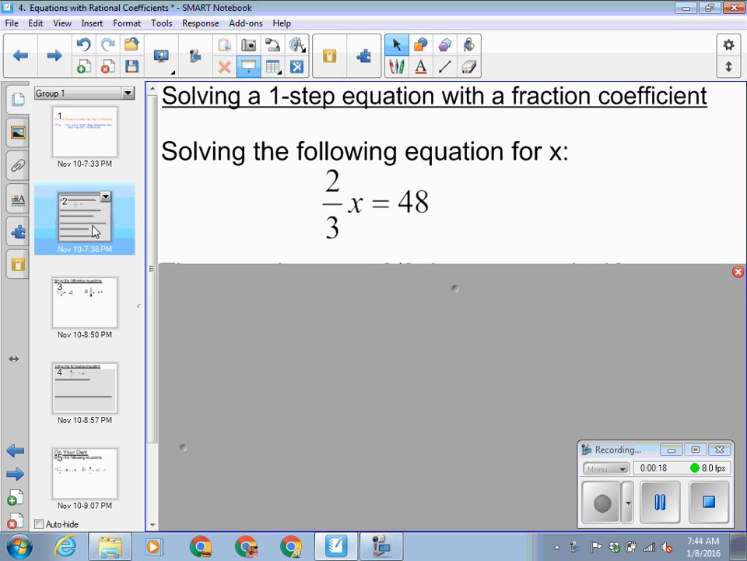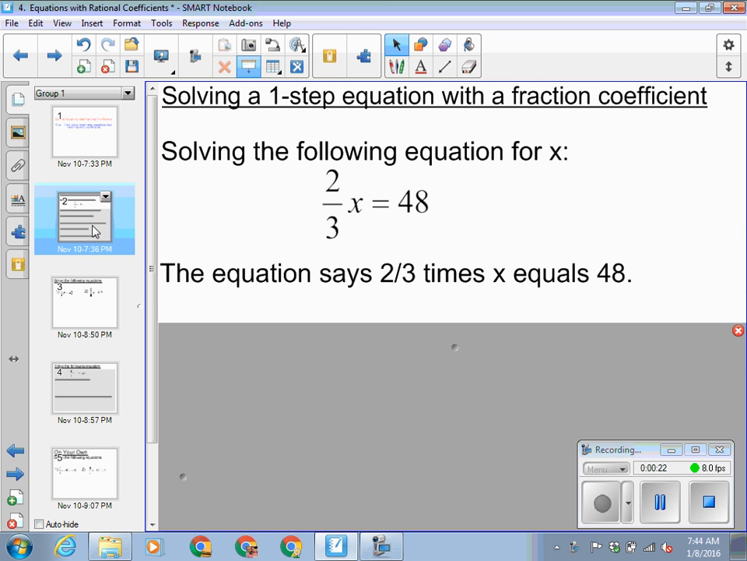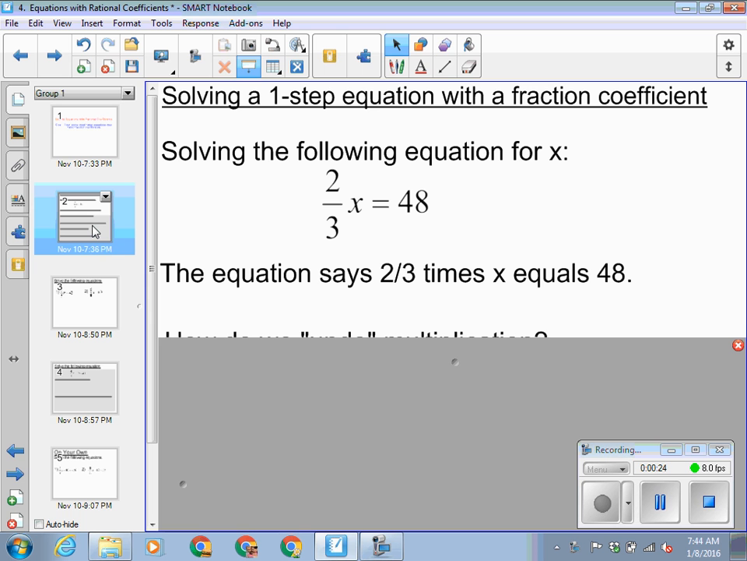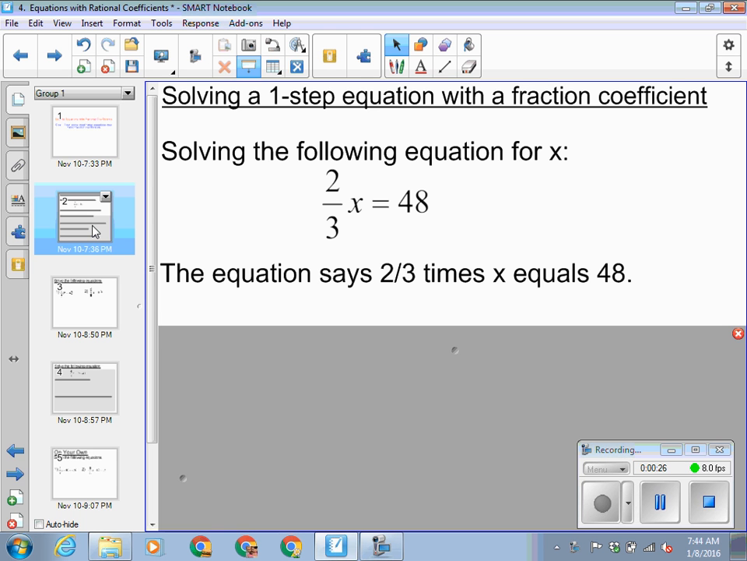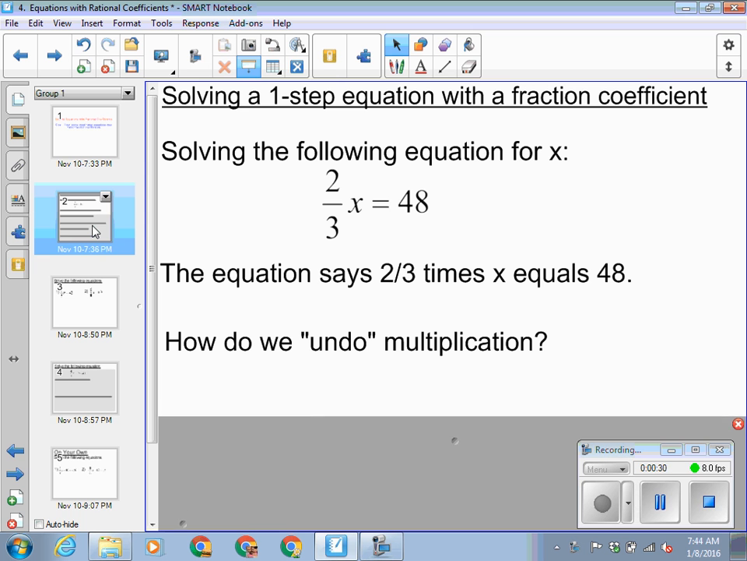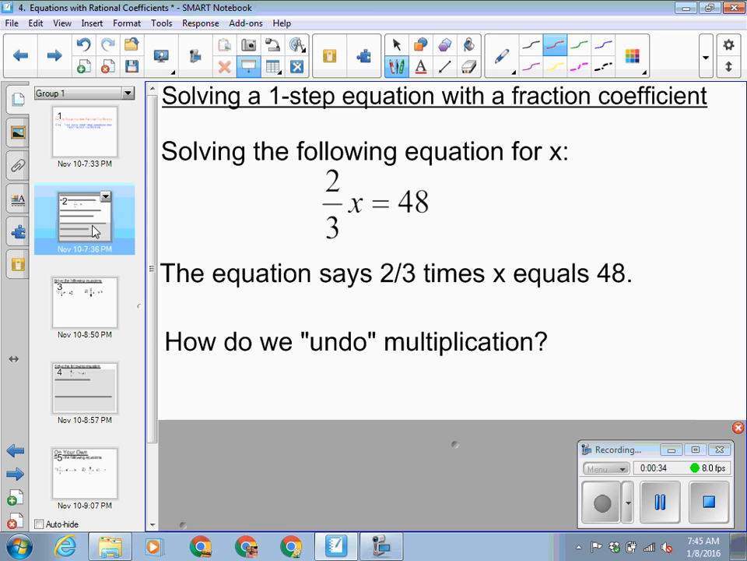We're going to solve the equation 2/3 x equals 48. This means that 2/3 times x, times some number, equals 48. So it's a one-step equation that involves multiplication. Well, think about your one-step equation knowledge. How do we undo multiplication? We divide. I should get a little more specific. Divide each side by the coefficient.